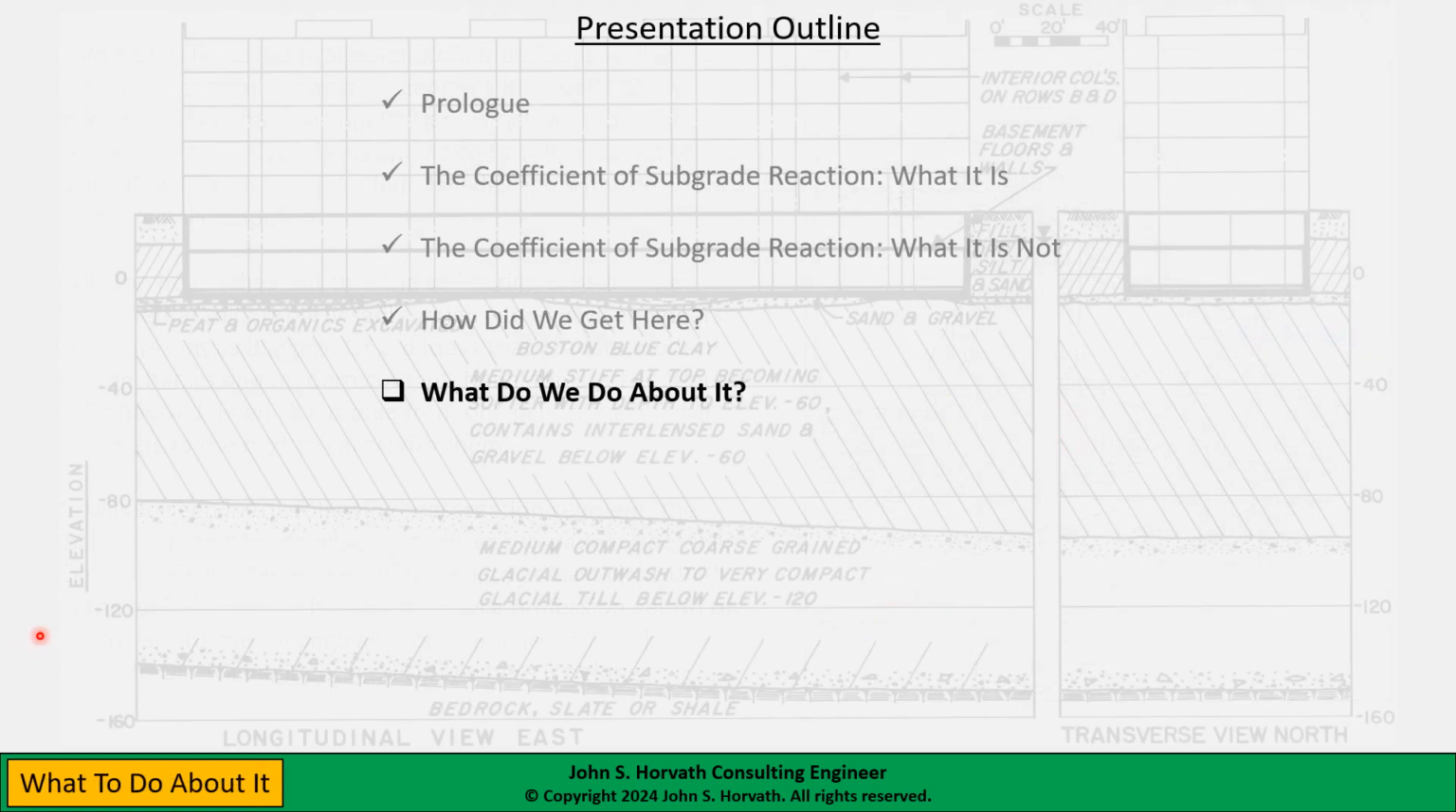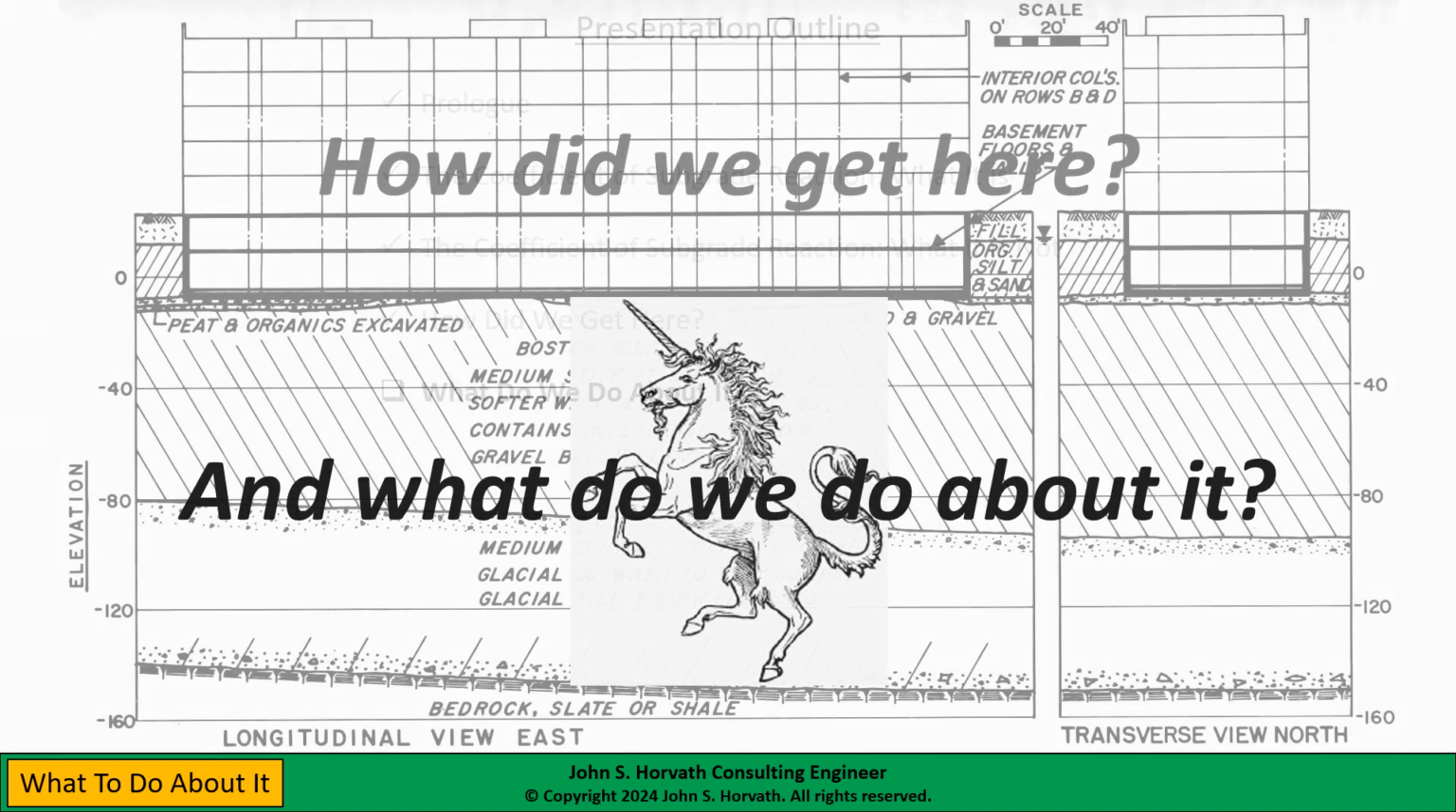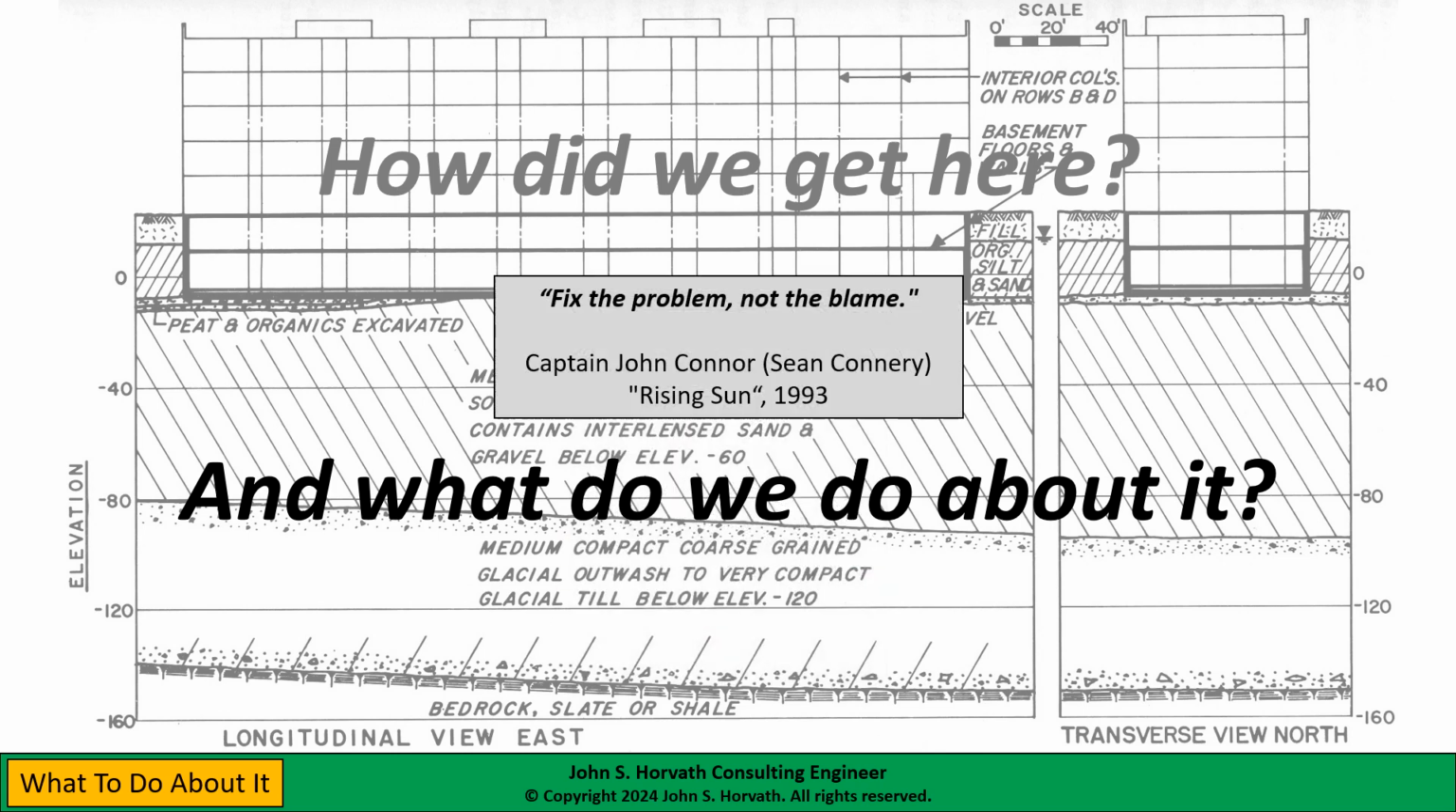So let's move on to the next segment about what we do about this predicament that we're in, believing a soil spring constant to be a fundamental soil property. How do we move on from this unicorn of geotechnical and foundation engineering? What do we do about it? How do we fix the problem?